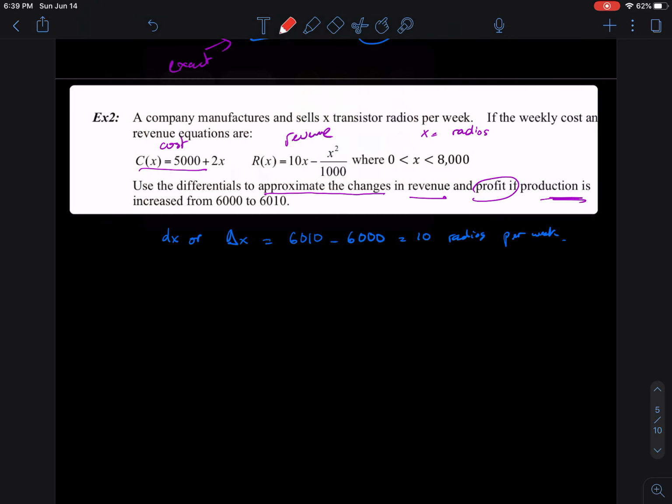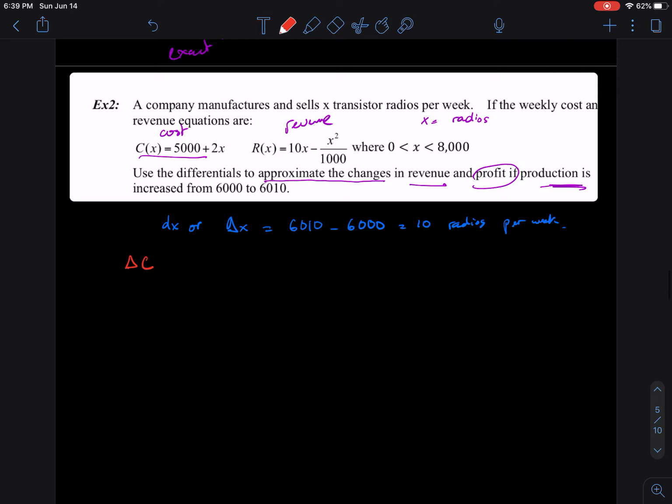The differential formula is: the change in cost, delta C, can be approximated by the function's derivative, C prime of x, times delta x. So this is the change in cost per week if production increases by 10 per week.